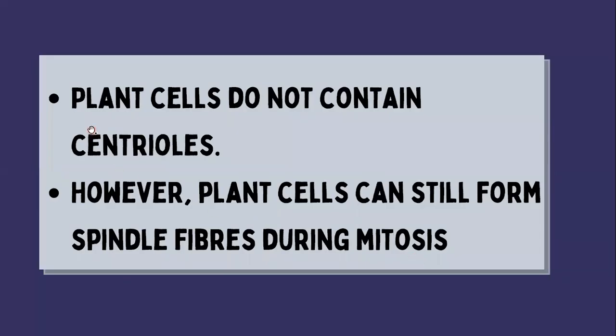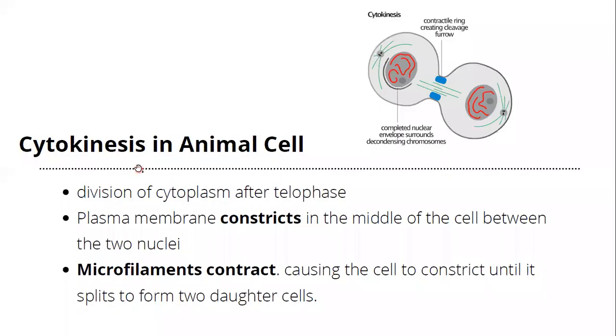So remember that only animal cells have centrioles and plant cells do not have centrioles. So how are they going to undergo cell division? Although they do not have centrioles, they can still form spindle fibers during mitosis, and everything is still the same in cell division for plant cells, all right? But just remember that they do not have centrioles. Okay, so moving on to cytokinesis. Cytokinesis, which is the separation of the cell, is different in animal cells and plant cells. So we talk about animal cells first.